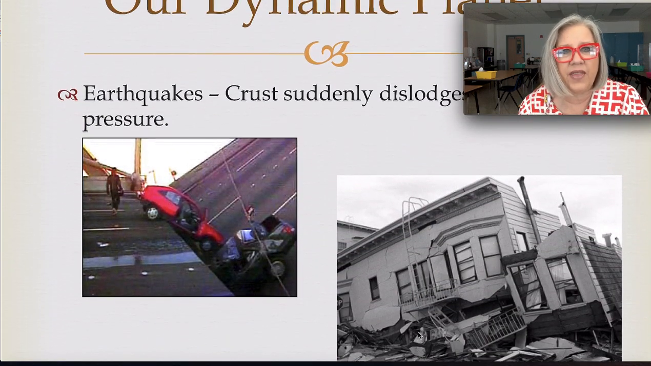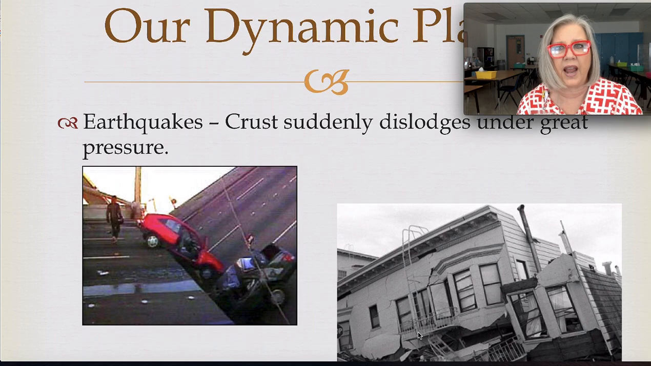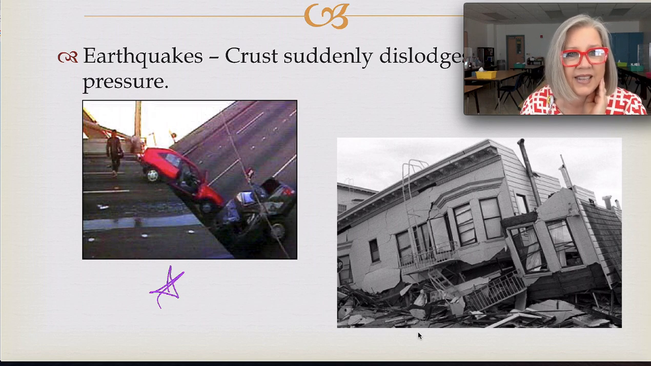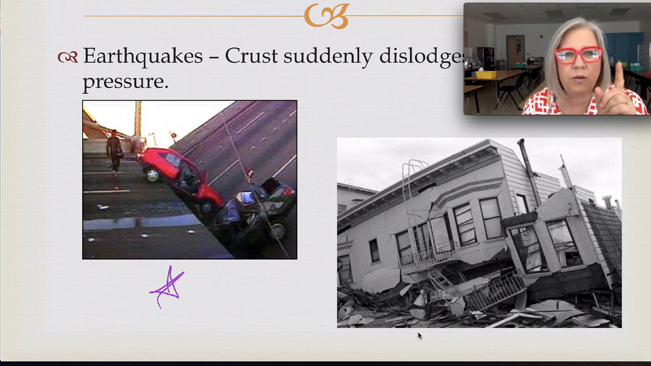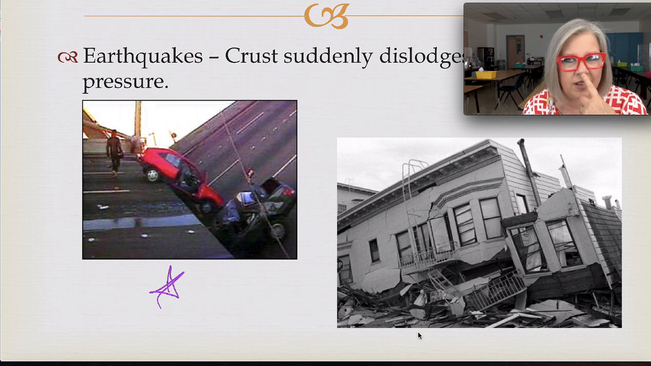So the earthquake is that sudden dislodging of the pressure that happens at those plate boundaries. This is San Francisco, and this picture on the left was one that happened in 1989. And that actually was a day baseball saved lives. So the San Francisco Giants were playing the, what's that other town over there? The one on the other side of the bay.